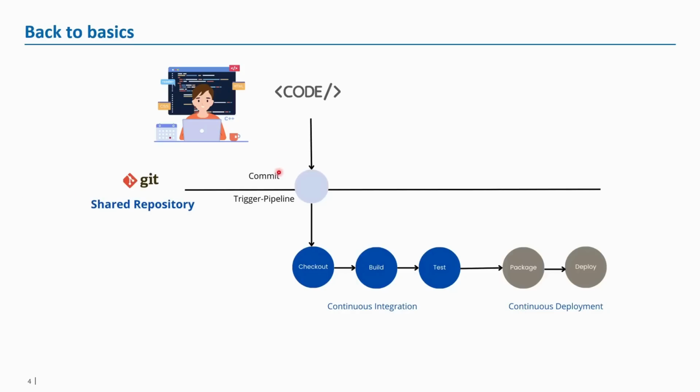When a developer pushes or commits his codebase to the main repository, a pipeline gets triggered. This pipeline performs several essential steps: checks out the codebase, builds the project, runs the automated tests, creates the deployable packages, and deploys them into a non-production environment.